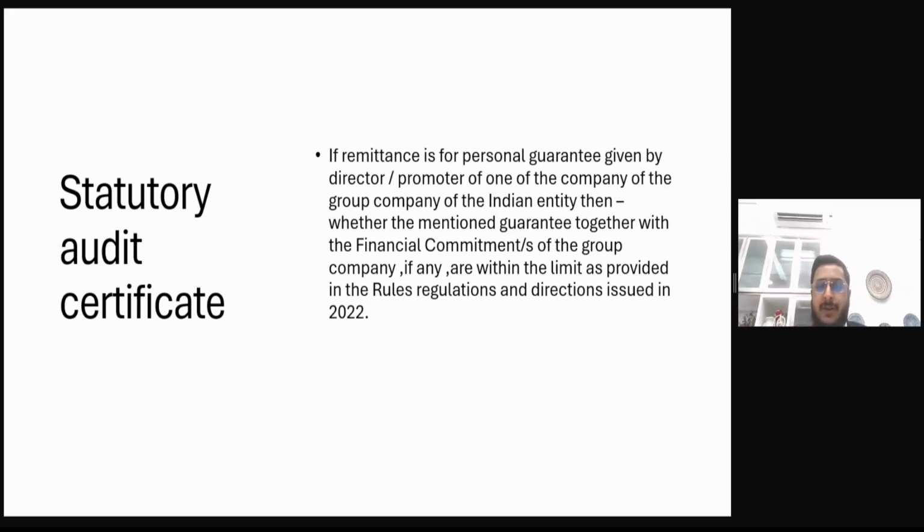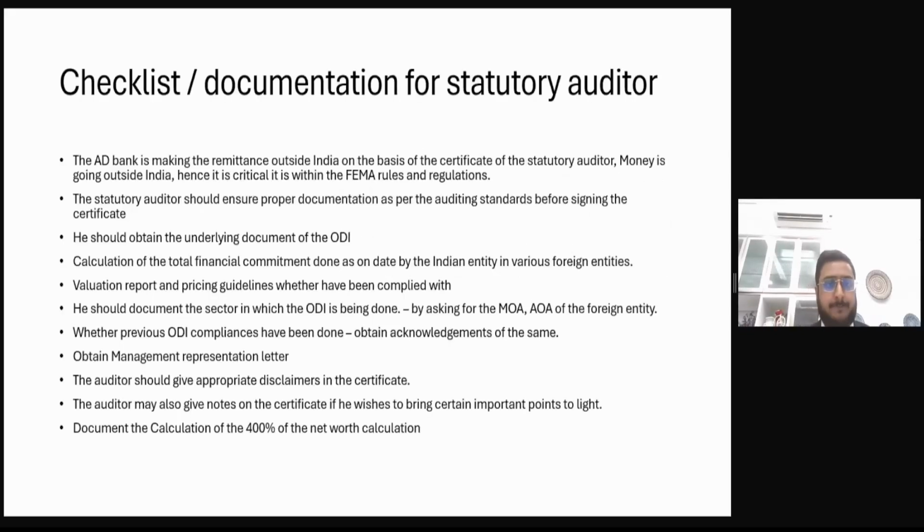guarantee and commitment. We'll be discussing in detail later what rules and regulations we have to follow when we are making an ODI in financial service activity, and what rules and regulations are required for making a financial commitment and a guarantee. We'll discuss it later, but those are the things we need to take care of.